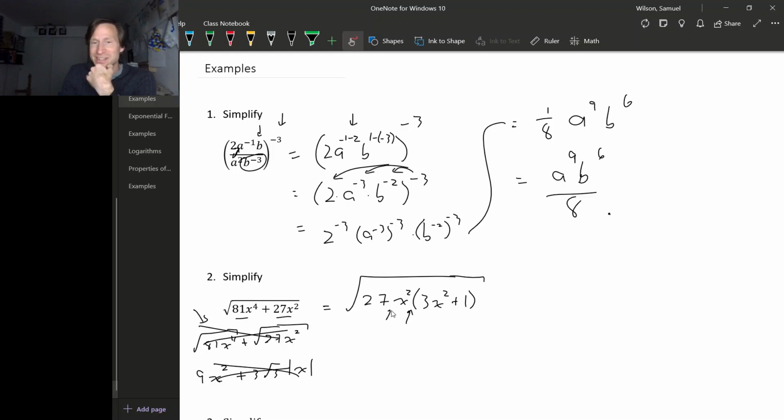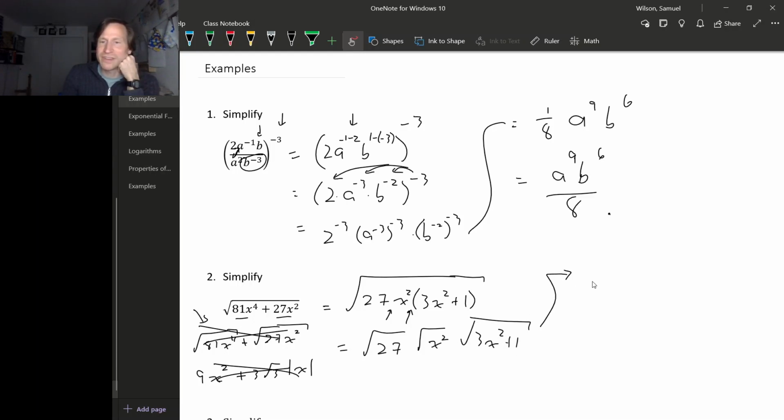Okay. Well, now we have this written as a product, right? There's a product here and here, so we can use the, right, the square root is really an exponent of 1/2, so since exponents distribute across products, so do square roots. So we can break up this square root across these products. So it's the square root of 27 times the square root of x squared times the square root of 3x squared plus 1. Okay, now the square root of 27, that's 3 root 3. Square root of x squared is the absolute value of x.